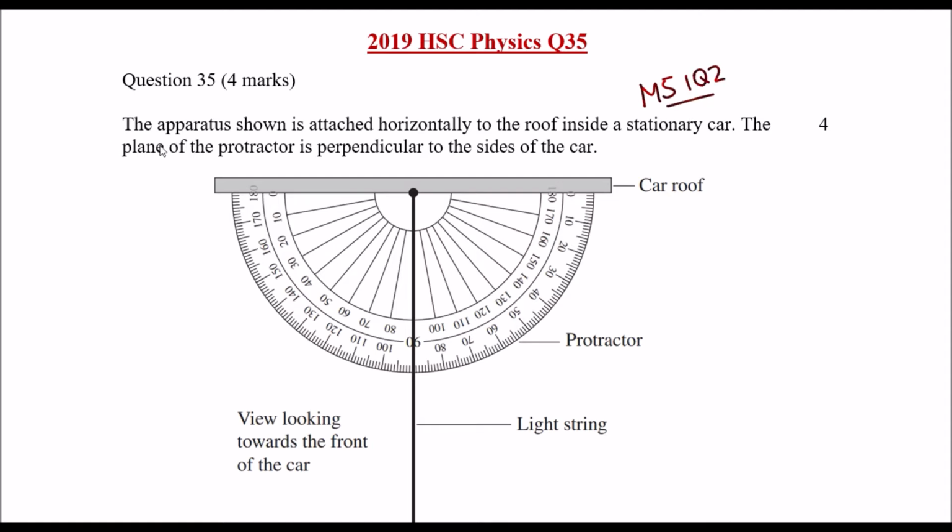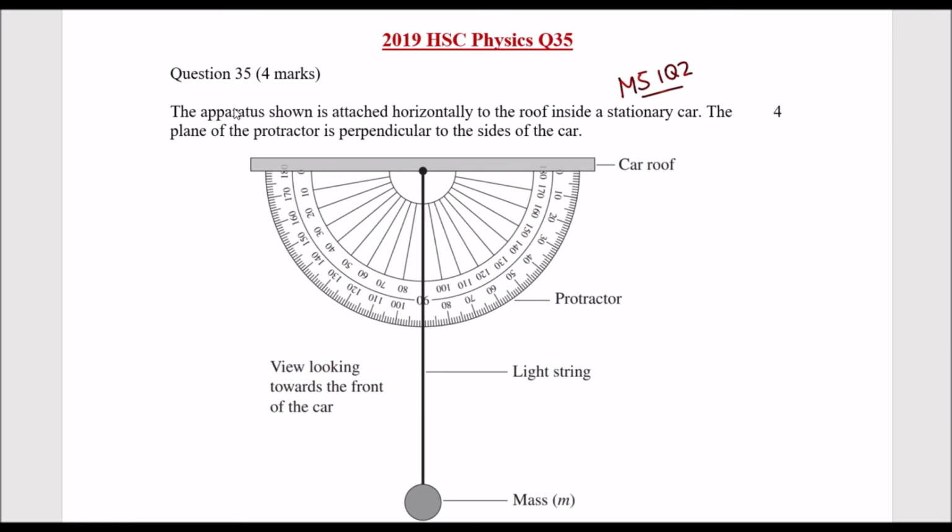So in this question, we have the apparatus shown. I'll screen it out. It is attached horizontally to the roof inside a stationary car, as you can see here. The plane of the protractor is perpendicular to the sides of the car. So you can see perpendicular to the sides.